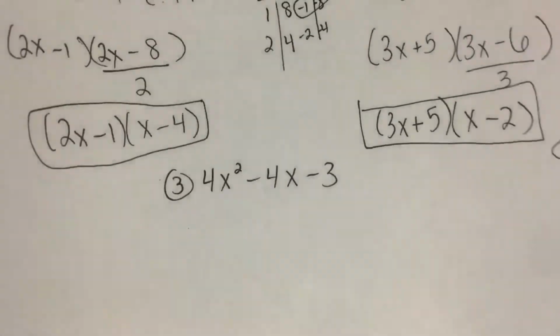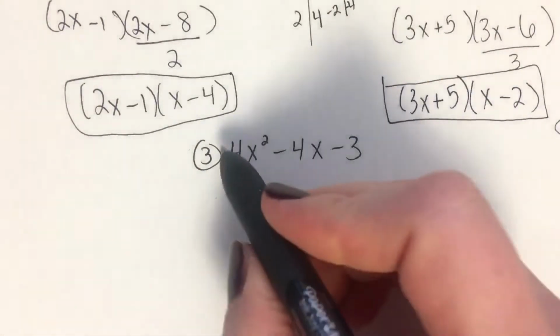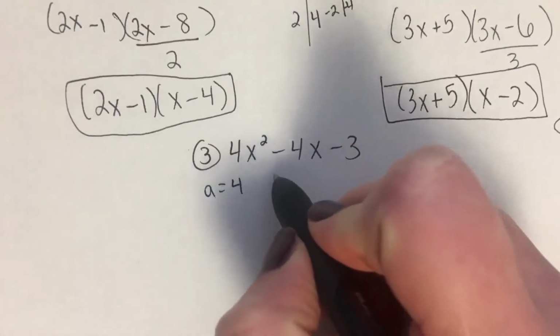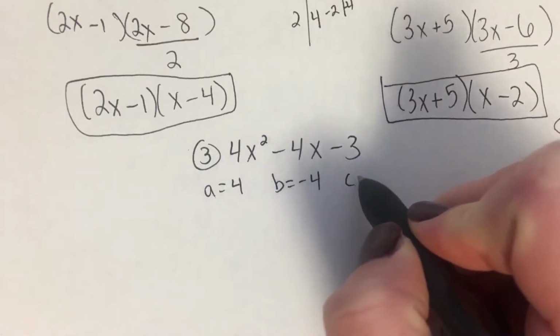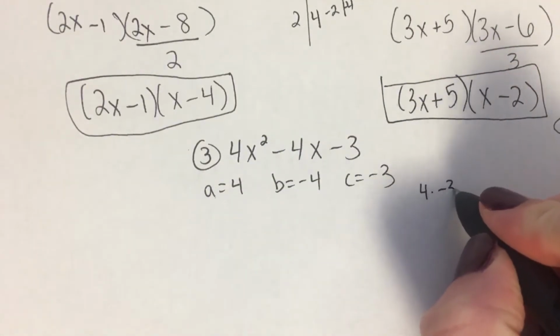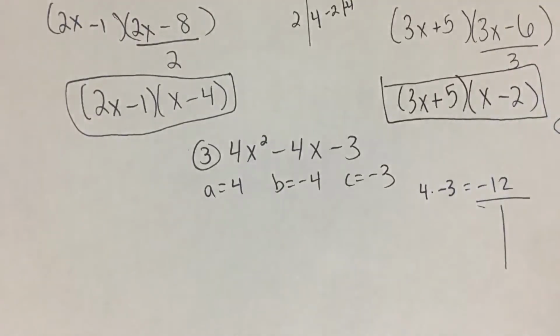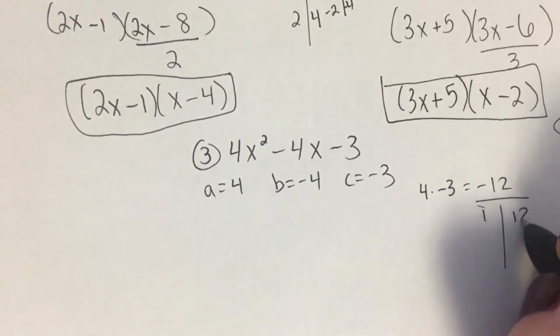Okay, and last but not least, if you want to try this example on your own, by all means. So a in this case is 4, b is negative 4, c is negative 3. A times c, 4 times negative 3, is negative 12. Again, I'm going to have different signs since my product is negative. 1 and 12, 2 and 6, 3 and 4.